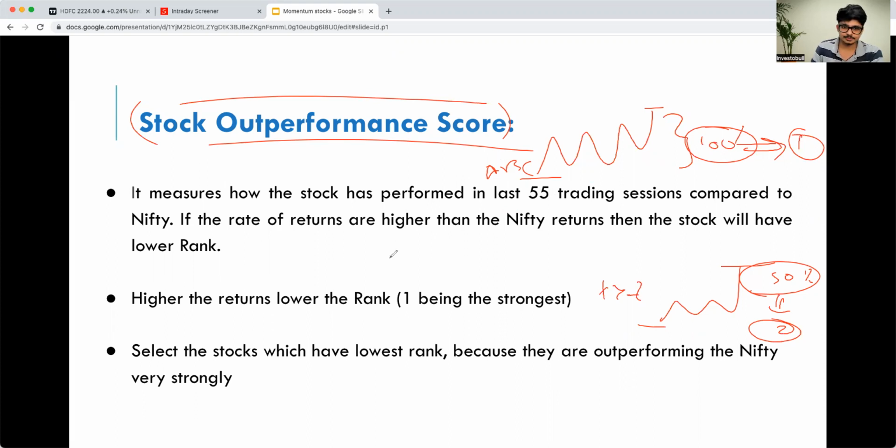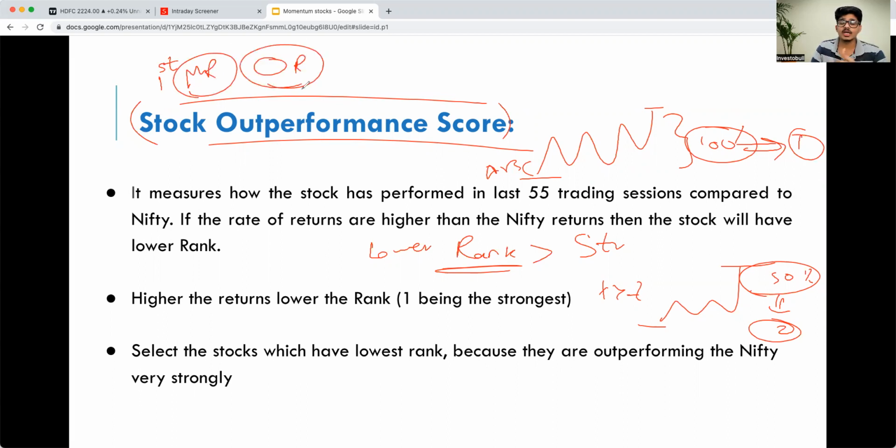Just like the momentum score, if any stock has a lower rank, we can clearly understand that the stock is in strong momentum and it is outperforming even the Nifty, and that too very strongly. That is what we need to understand. If we select stocks which are in strong momentum and outperforming every other stock out there, suppose you select the first momentum ranked stock and outperformance ranked stock, there is a high probability of such stocks performing really well in the upcoming few days. So we would suggest you select these kinds of top rated stocks so that you do not get stuck in any kind of situation.